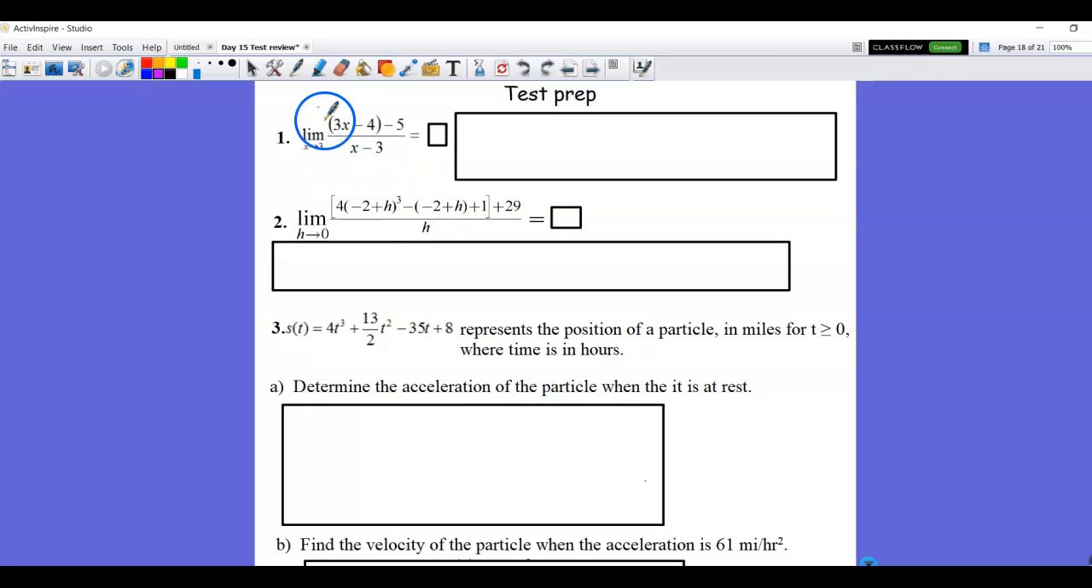Number 1, I'm looking at a limit statement, and it looks very much like a derivative. So it's not just an ordinary limit, it looks like a derivative, and the format it looks like I'm looking at is the limit as x approaches c of f of x minus f of c over x minus c. That is the format that it looks like.